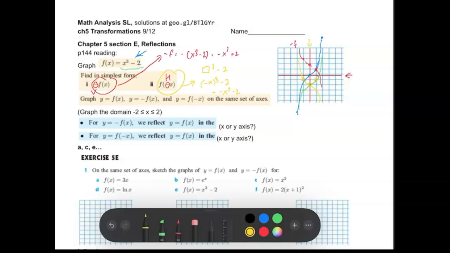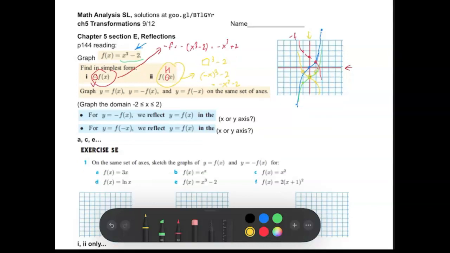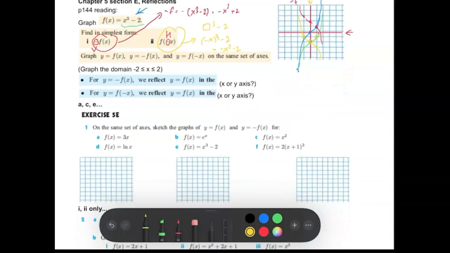Okay, let's go down a little bit. Now we're going to take a look at the summary here. And this summary basically is just talking about, in the general case, when you have the negative sign on the outside, we reflect it vertically over the x-axis, okay? We reflect it vertically over the x-axis. And then when you have the negative on the inside, we reflect it horizontally over the y-axis, okay?